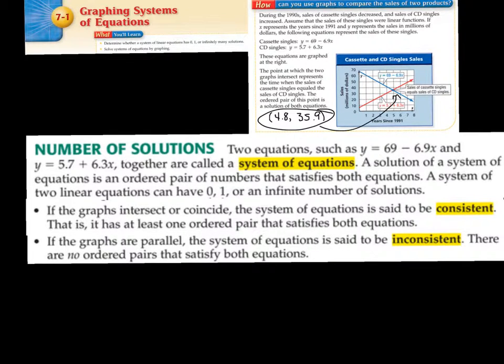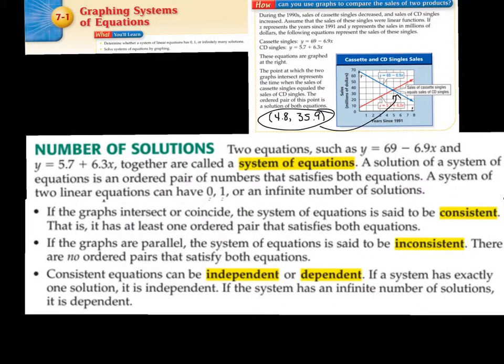If the graphs are parallel, the system of equations is said to be inconsistent. There are no ordered pairs that satisfy both equations. Consistent equations can be independent or dependent. If a system has exactly one solution, it's independent. If the system has an infinite number of solutions, it's dependent.